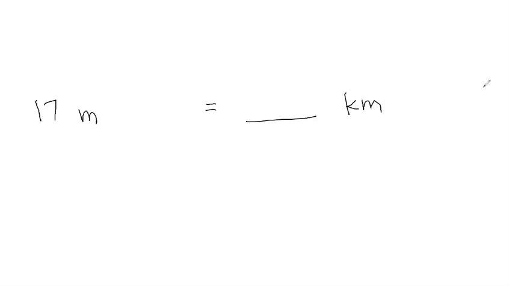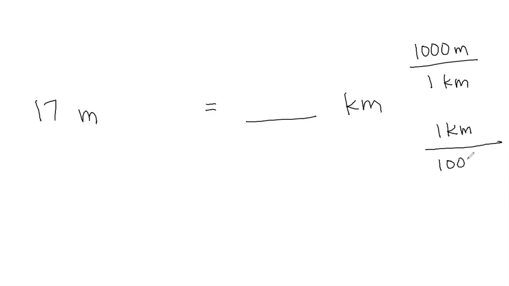Well, I know that there are 1,000 meters per 1 kilometer. So that's one possible conversion factor, or I could flip it upside down: 1 kilometer per 1,000 meters. Now I have meters and I want kilometers, so I'm going to pick the one with kilometers on top.